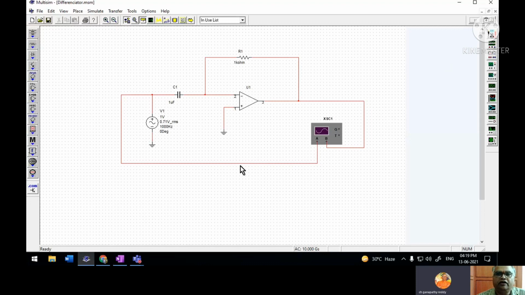This is a readily available differentiator, with capacitor C1 and resistor R1. R1 I have taken as 1 kilo ohm, C1 is 1 microfarad, AC signal of 1 volt, frequency of 1K. With these numbers, the expected output is 6 point something. So let us run the program.